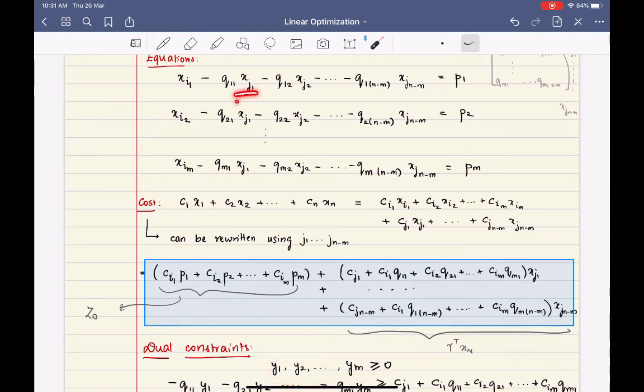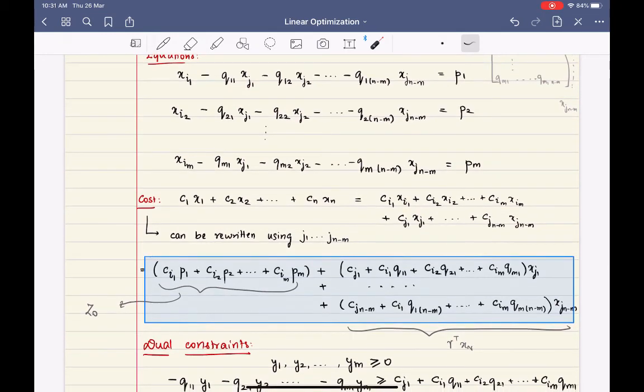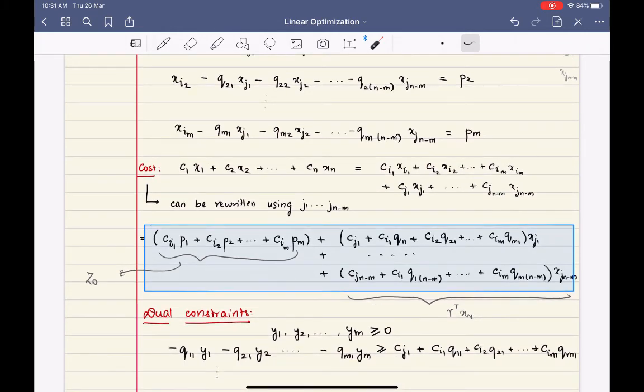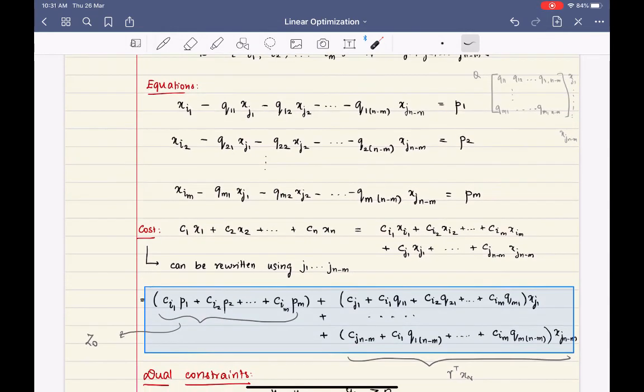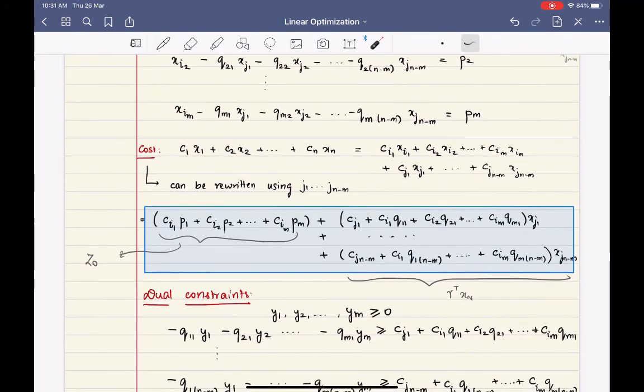Now suppose we investigate xj1. What is the coefficient of xj1? It will be y1 times minus q11. So that is what is written here. And you look at this column, y1 times this, y2 times this, ym times this. And that is what is written here. And that has to be bigger than or equal to the coefficient of xj1, which is this. Okay, I have written this.